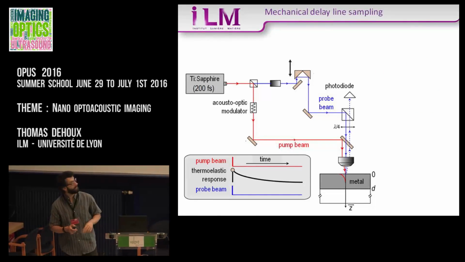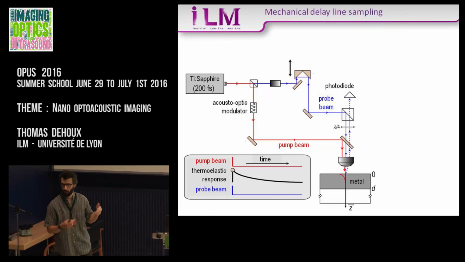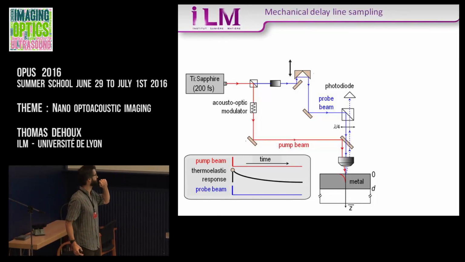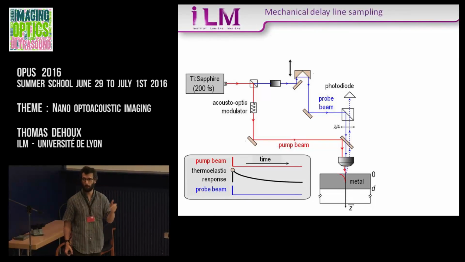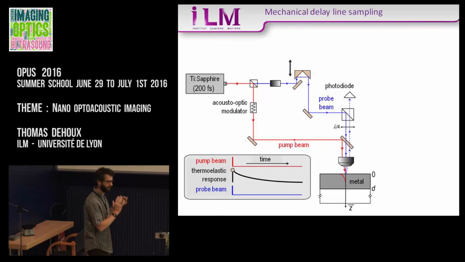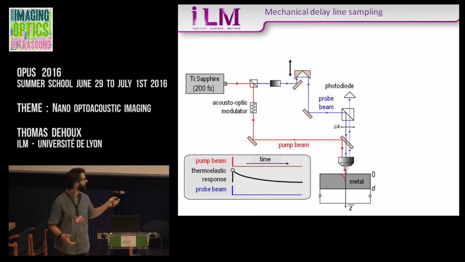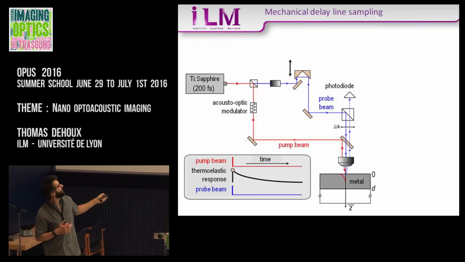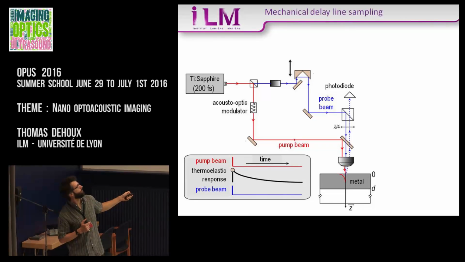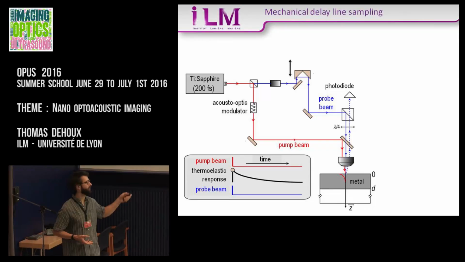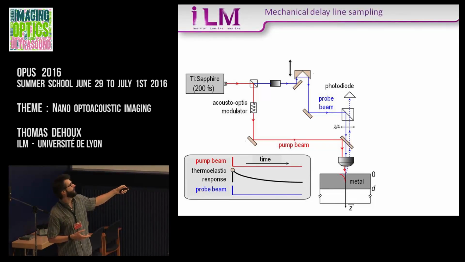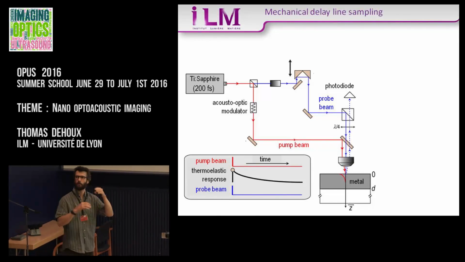So this we have seen. We have high acoustic frequencies, so we need to detect them. And the most efficient way to do this is to do it optically. This is the classical way. You have your laser beam that you split into two beams. This is the pump beam that generates the acoustic waves, and the other beam is the probe beam that you can delay in order to probe the thermoelastic response of the sample at different times.